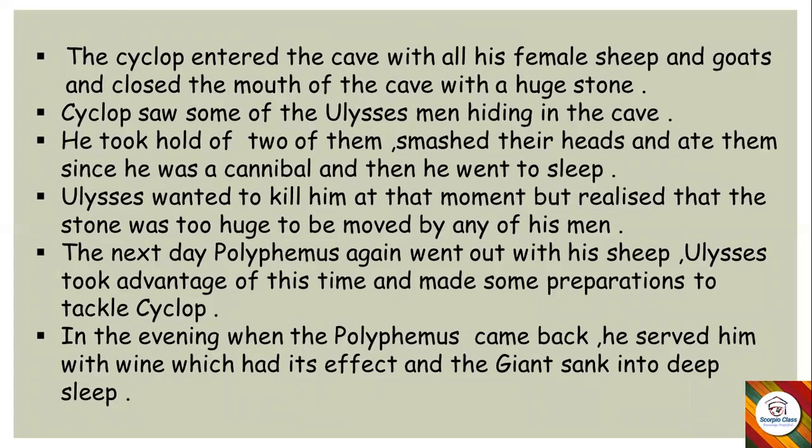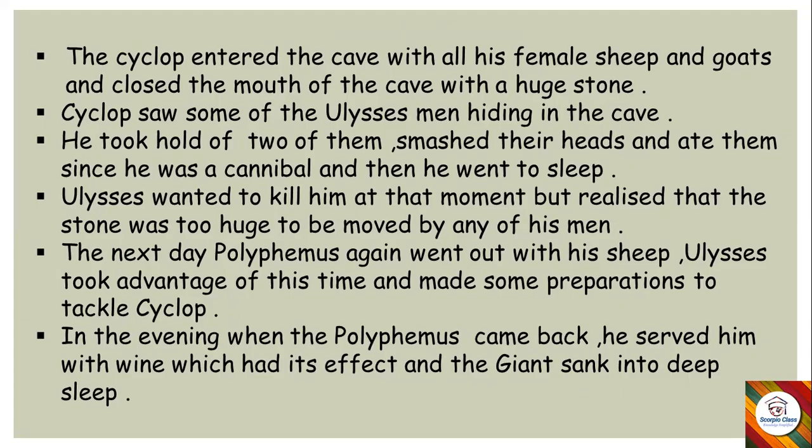he went to sleep. So this Cyclops Polyphemus was a very dangerous person. He was a cannibal, means he was a man-eater. When he saw Ulysses' men hiding, he caught hold of two of them, he smashed their heads and ate them, because he was a man-eater, a cannibal, and then he went to sleep.